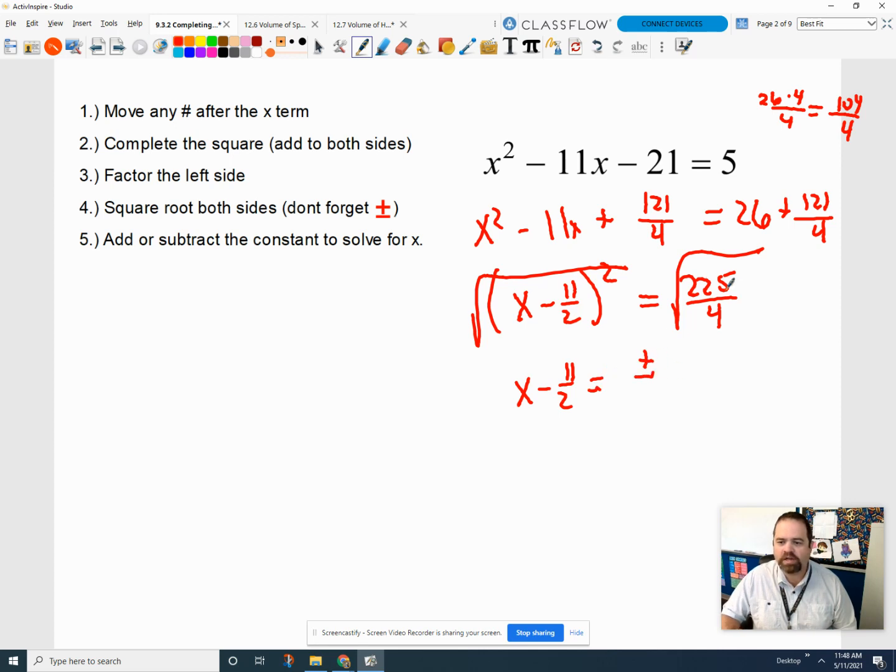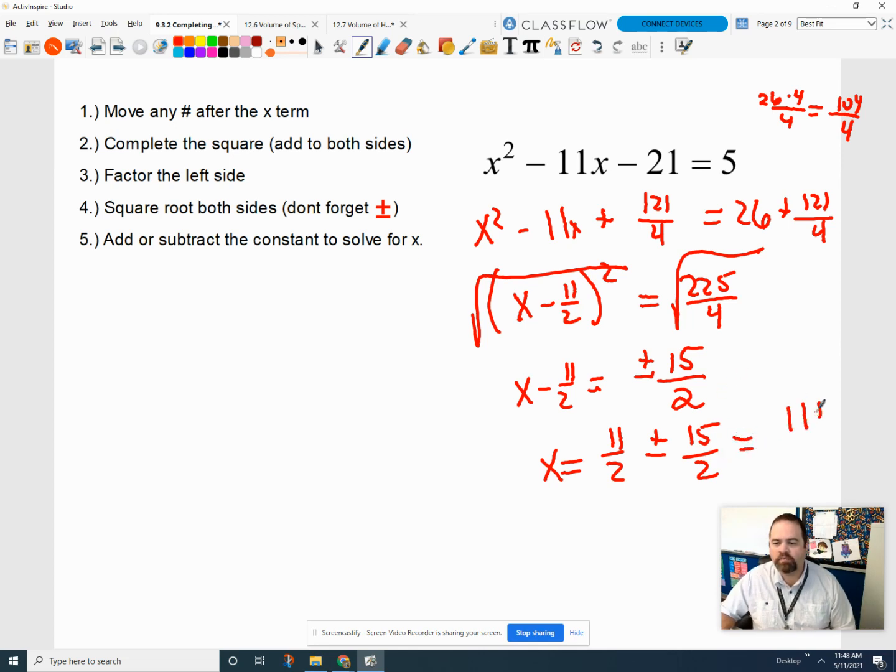And if you didn't know it, 225 is a perfect square and 4 is a perfect square. So when I go to add these guys together, 11 over 2 plus or minus 15 over 2. And again, you can smush those together if you want. Your answer would look like 11 plus or minus 15 over 2. Okay, that's going to roll right into the quadratic formula when we get to it next week.